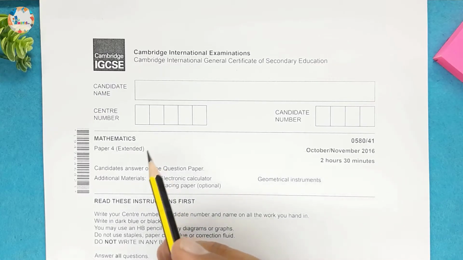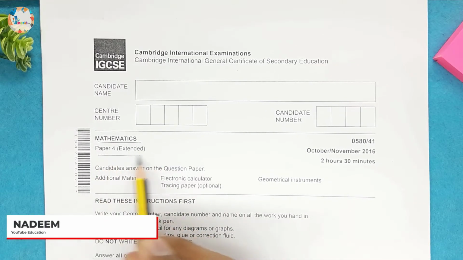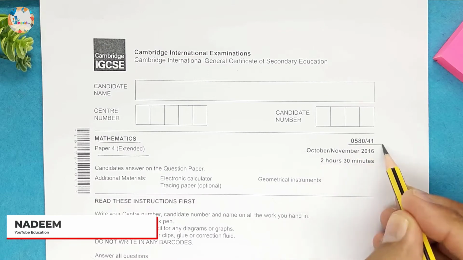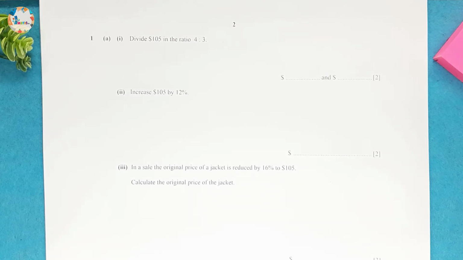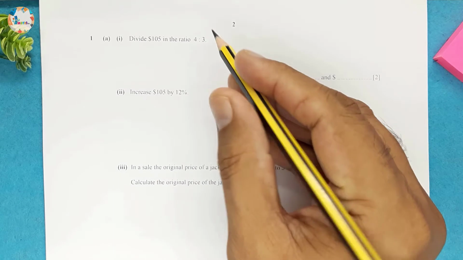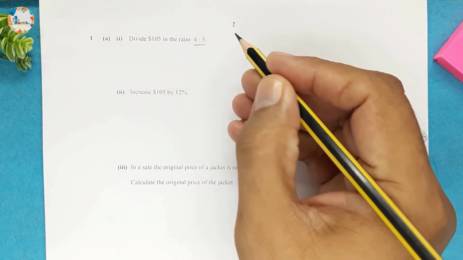Today we'll be going through IGCSE Mathematics Paper 4 Extended 0580/41 October/November 2016. Question number 1, A part. Divide 105 in the ratio 4 to 3.